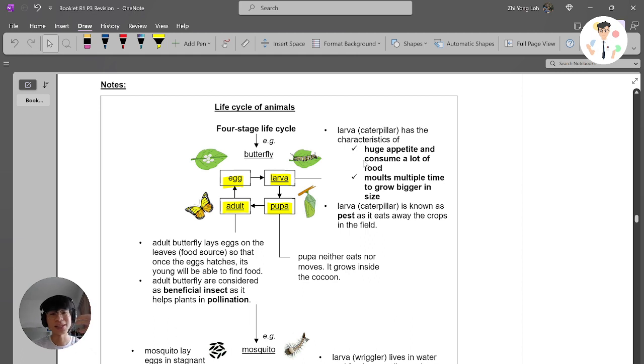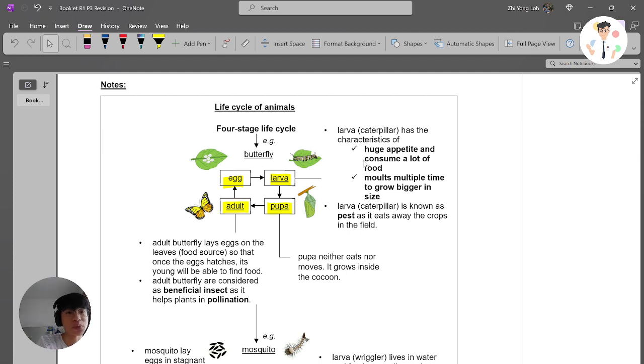Now when I say sequence, it means that it's egg, larva, pupa, adult, or either larva, pupa, adult, egg, or pupa, adult, egg, larva. No matter how you remember it, there's no official starting and ending, but the sequence you must remember. Okay, so let's look at the first example that we have here, which is about the butterfly.